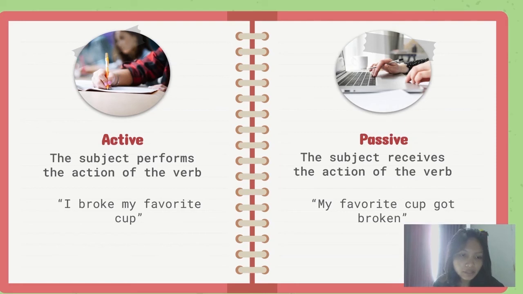In a passive sentence, the subject receives the action of the verb. So, in the standard be passive, the sentence becomes: my favorite cup was broken. But in the get passive, the verb get replaces be. It becomes: my favorite cup got broken.